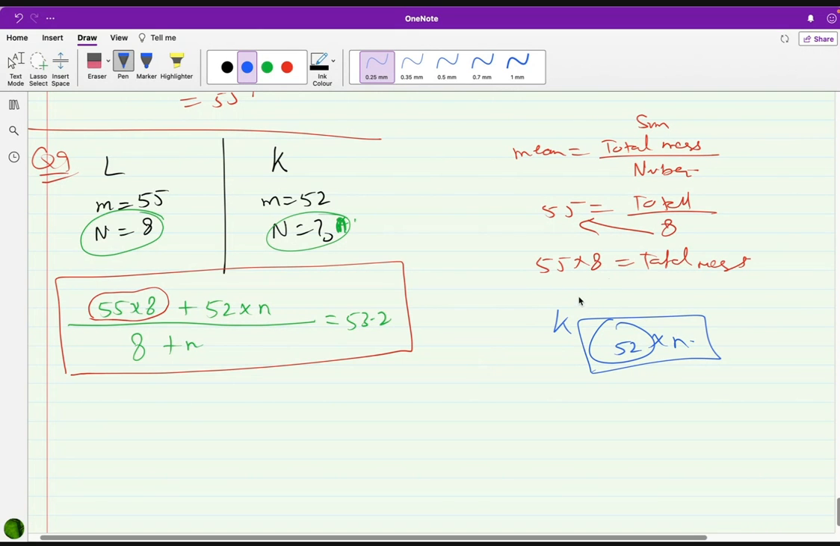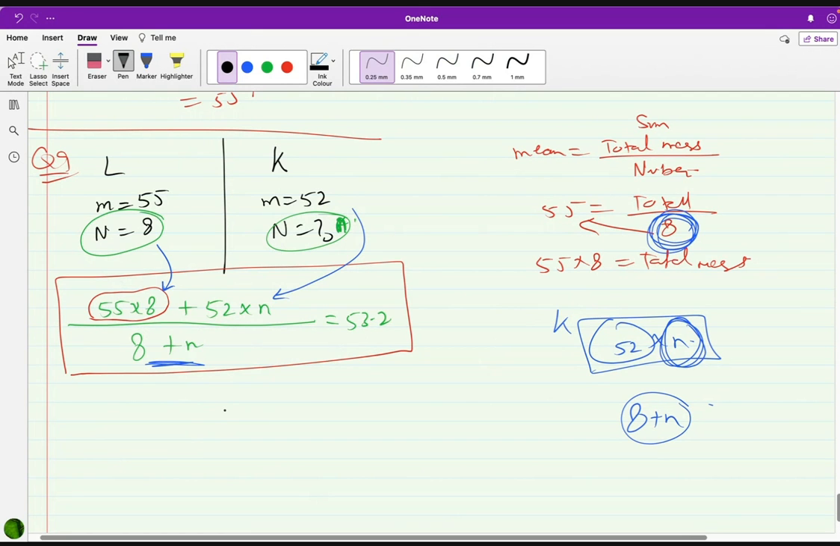So it is 52n, because the number of kangaroos is unknown. And how many total are there? There were 8 leopards and n kangaroos, so the total is n plus 8. So the total mass of leopards plus the total mass of kangaroos, divided by the grand total, equals the given combined mean. Now there's only one unknown and we can solve that.